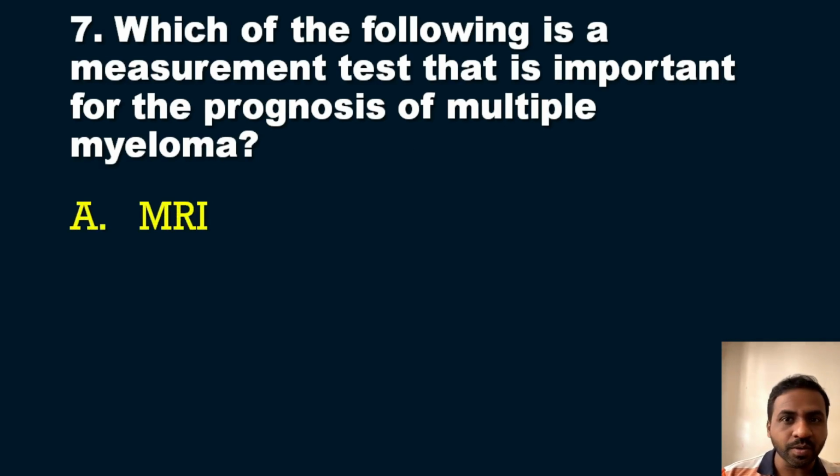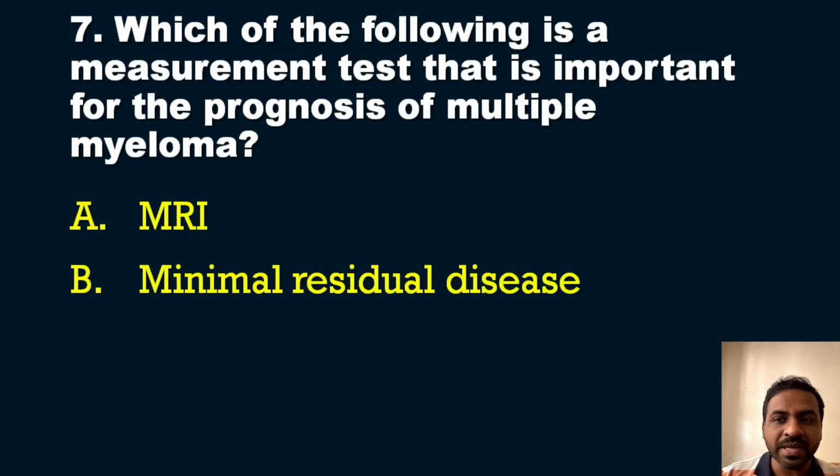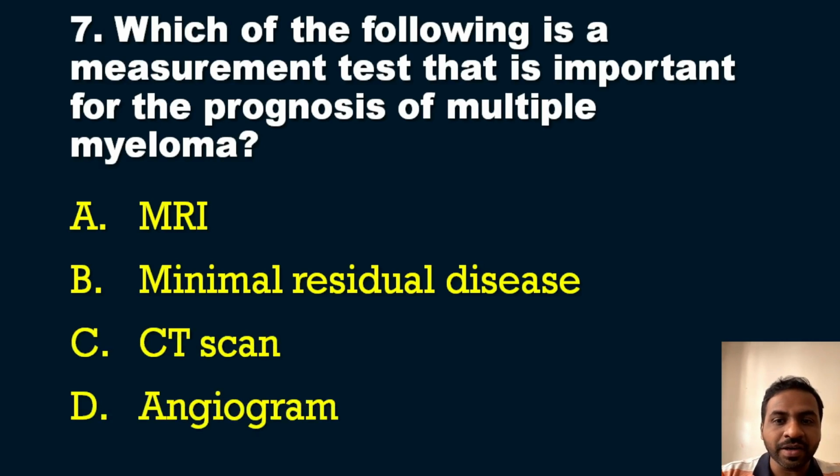And the options for you are: the first option is MRI, the second option is minimal residual disease or MRD, then third option is CT scan, and the final option is angiogram. So which among this is important for identifying the prognosis of multiple myeloma? So that's a question for you. So what is the answer?